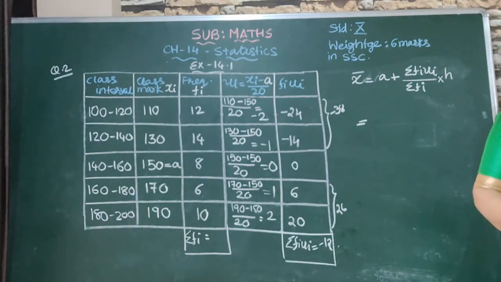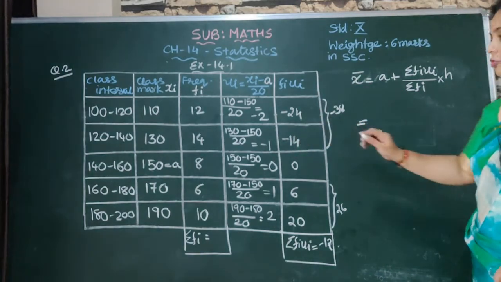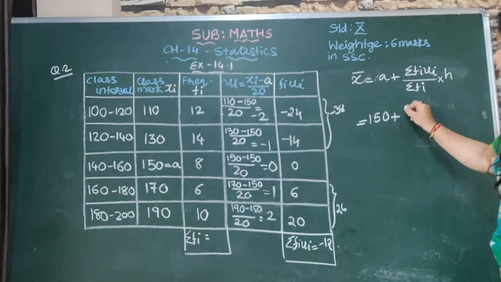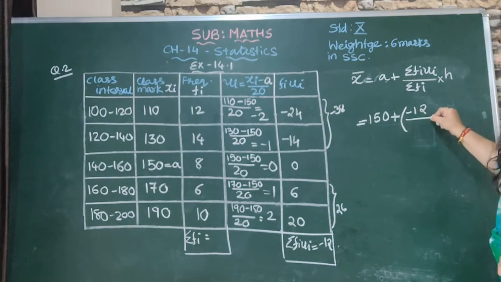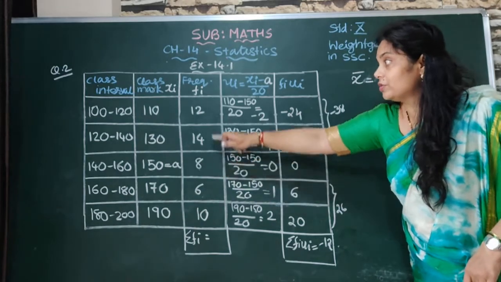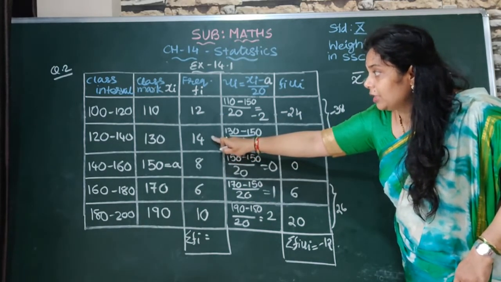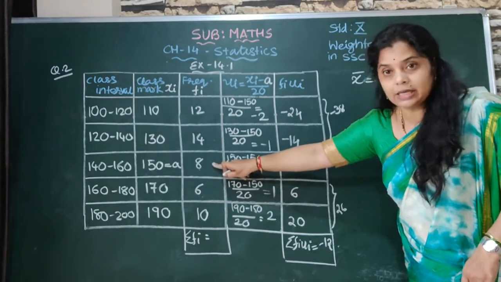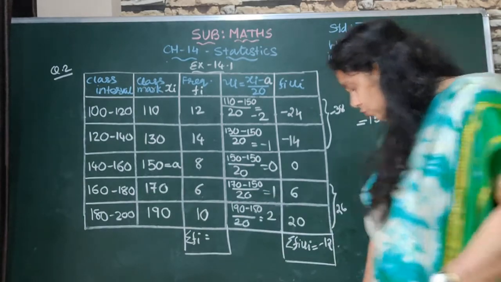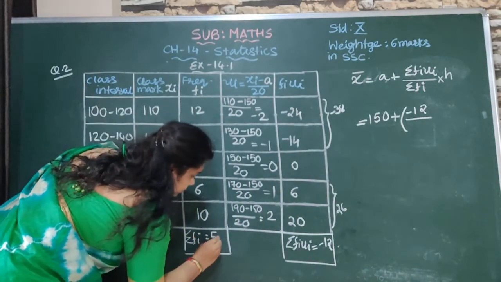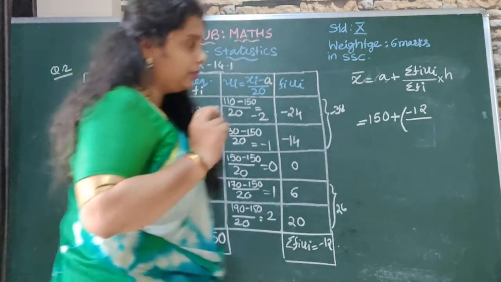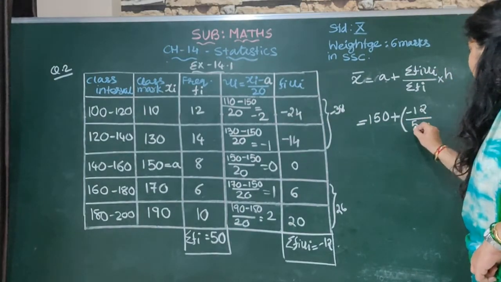To substitute the value. What is A here? 150. So here it is 150 plus sigma f_i u_i, which is minus 12, over sigma f_i. Okay, we forgot to calculate this sigma f_i. So add 12 plus 14, 36, 36 plus 8, it is 44, then 10. So the total is 50.